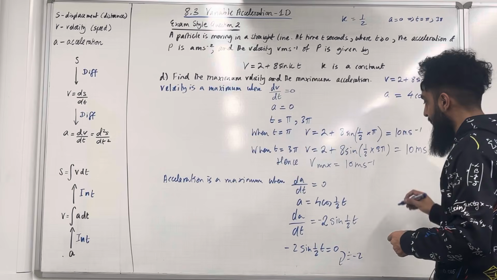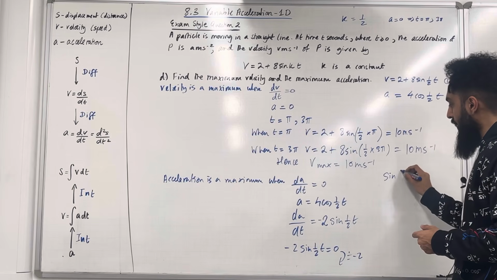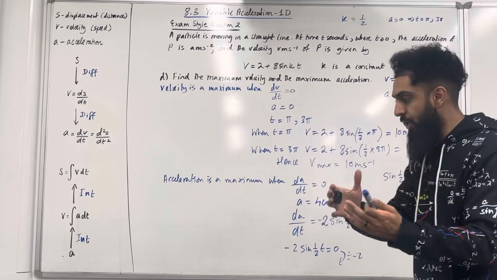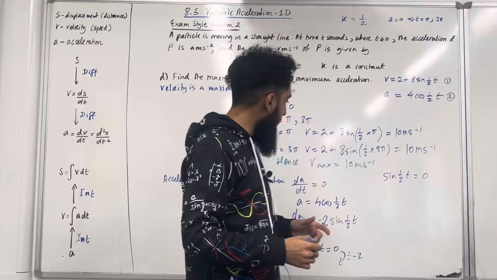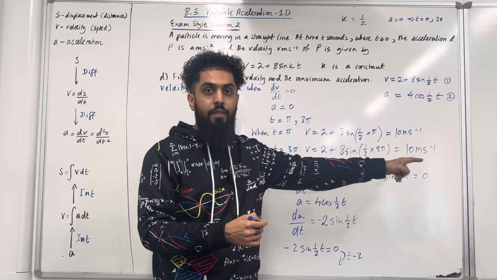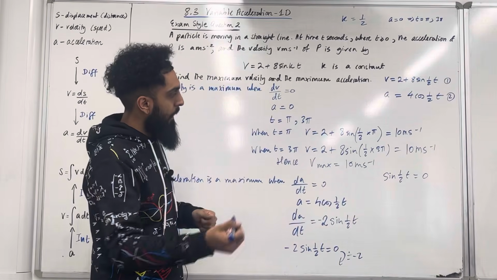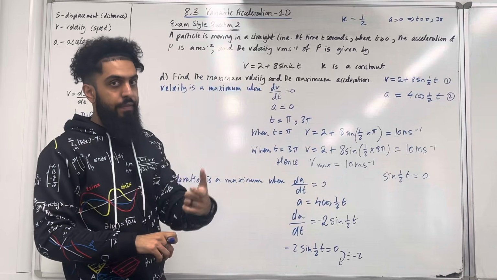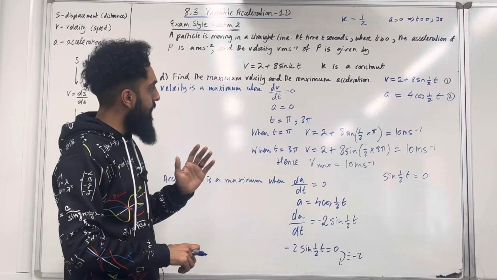And if we do this, we get sine a half t is equal to 0. So the acceleration is a maximum when dA over dt is equal to 0, which gives us the result sine a half t is equal to 0. Okay, we can work out the value of v for which the acceleration is a maximum.